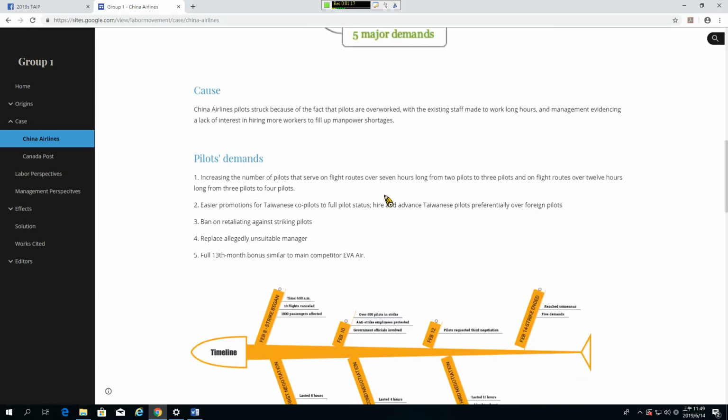And at the very beginning, they raised 5 major demands.